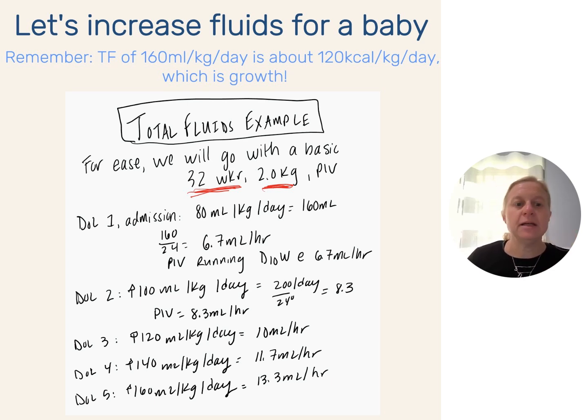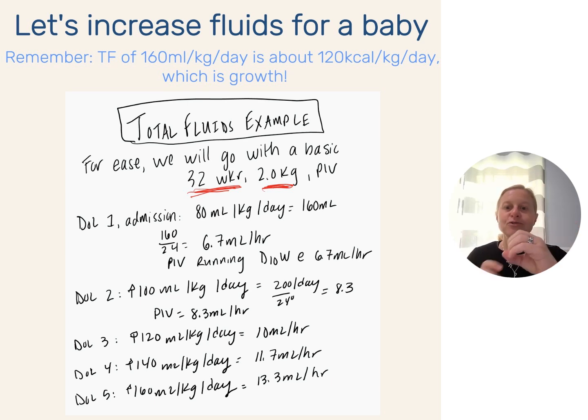120 is going to be 10. 140 is 11.7. 160 is 13.3 mils an hour. So by day of life 5, we've gotten them to that ultimate hydration place. Now, if we go back to what I said at the beginning and we think about that term healthy newborn with their mom nursing, it's similar to what the breast milk is doing, right? Initially, the moms are producing small amounts of colostrum. The milk starts coming in, usually by about day 5. The milk is in. Every woman is different, so let's remember that.